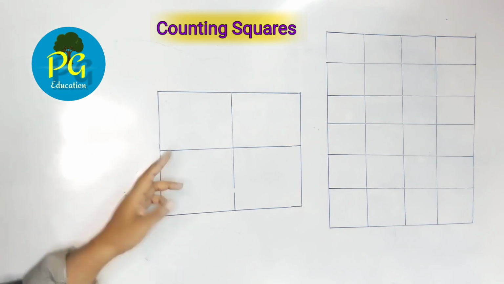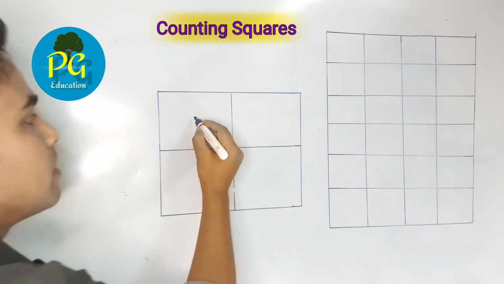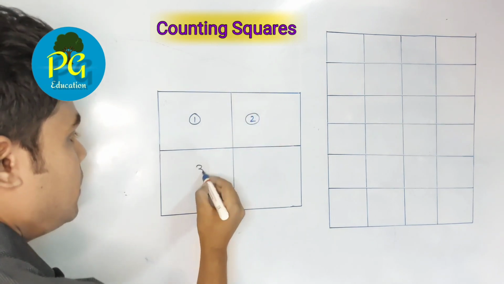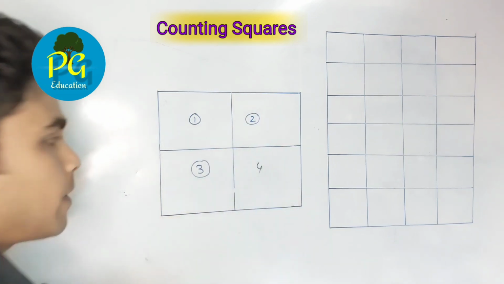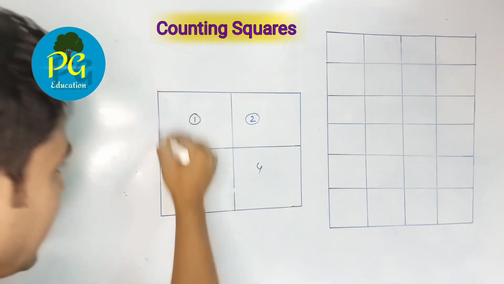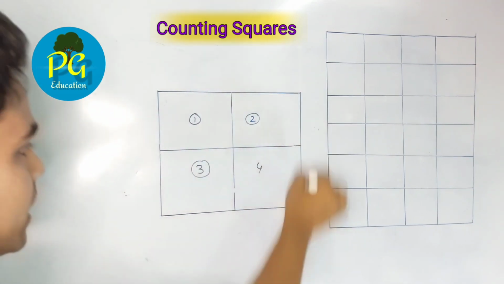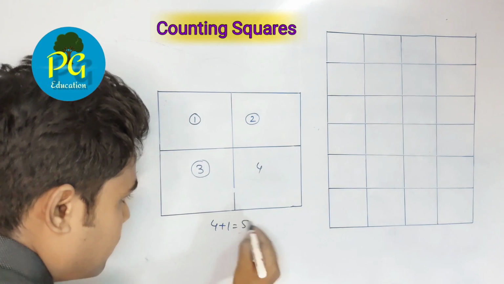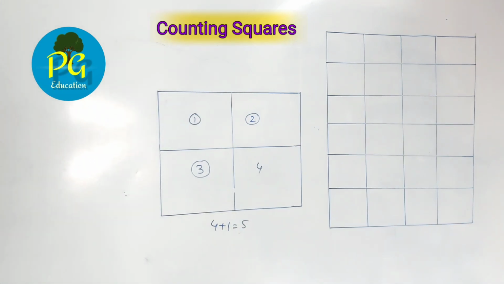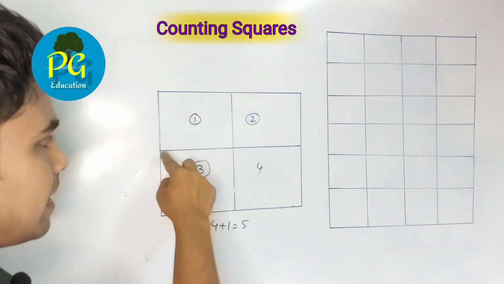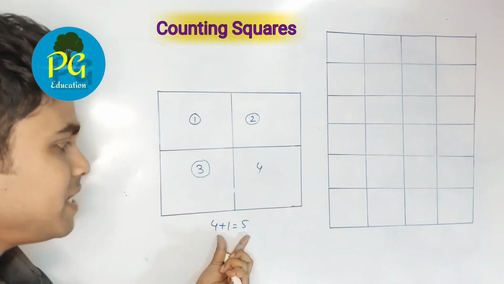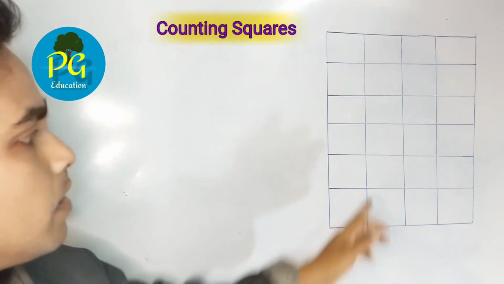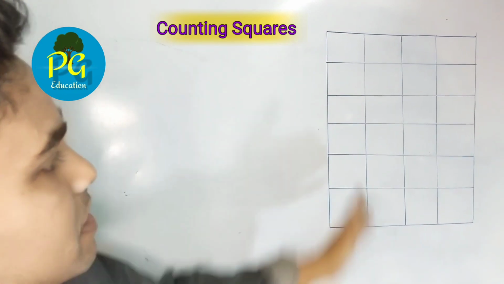So what is the process? The process is you have to number it 1, then 2, 3, then 4. Then you have to add another one for this bigger square. So the total number is 4 plus 1, that means 5. So always remember, if there is one plus sign inside a square, how many squares are there? There are 5 squares.